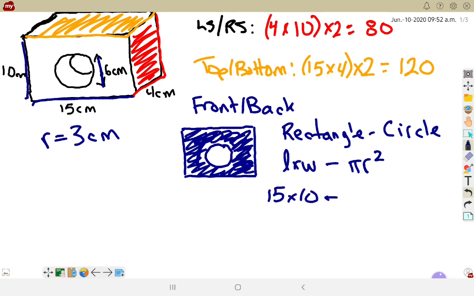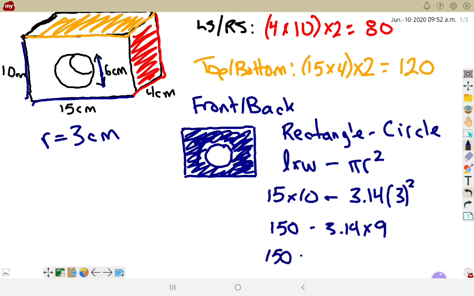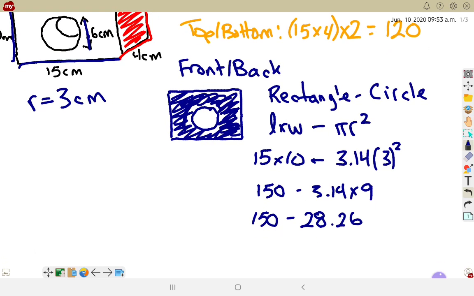And then for pi, we're going to use 3.14 as our approximation. And the radius we said should be 3. So I have 150 minus 3.14 times, and 3 squared is 9. So make sure you square the radius first. That's 150 minus, and 3.14 times 9 gives us 28.26.